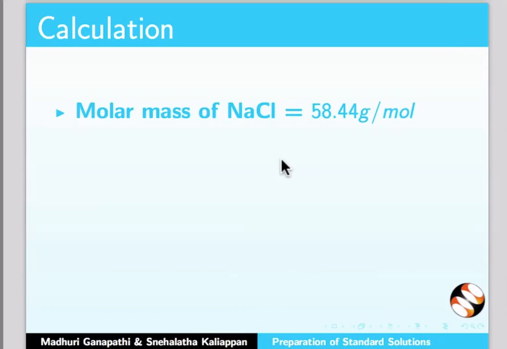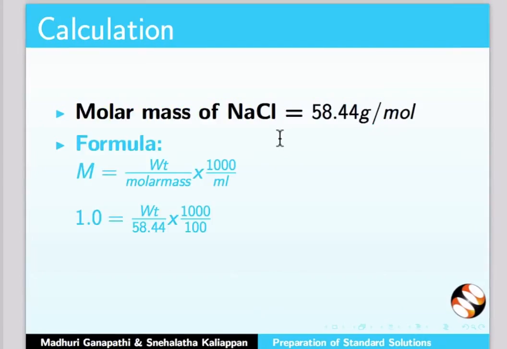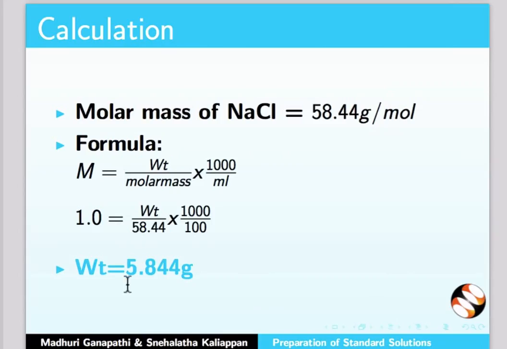Molar mass of sodium chloride is 58.44 gram per mole. Use the given formula to calculate molarity. For 100 ml of 1 molar solution, we need 5.844 grams of sodium chloride.